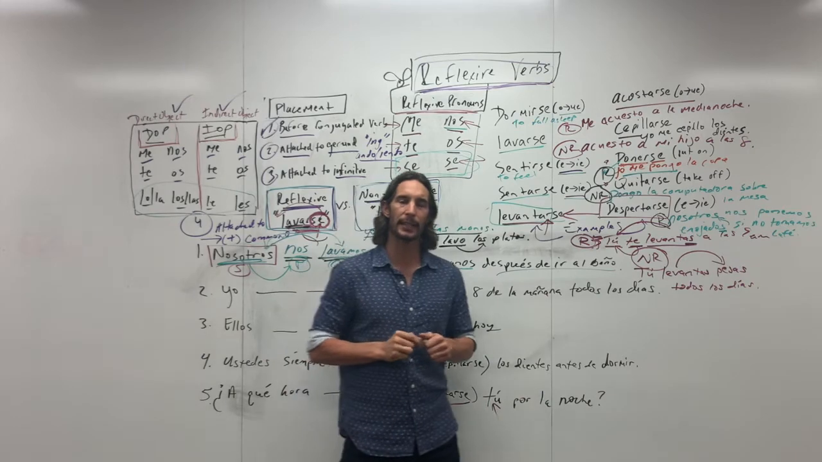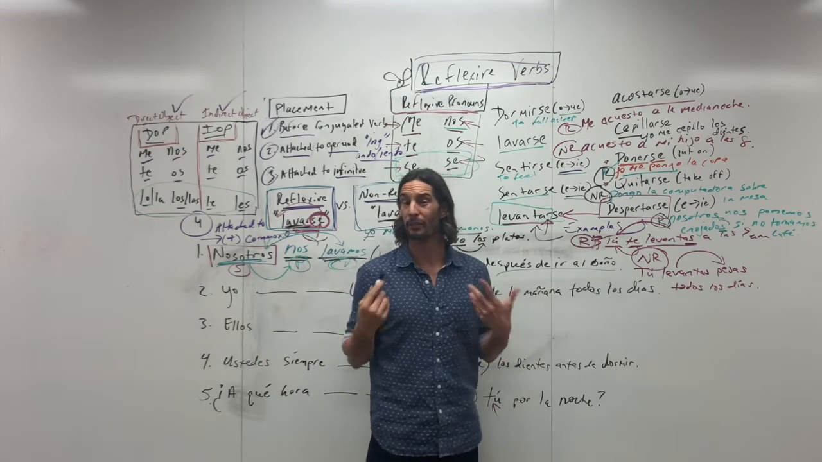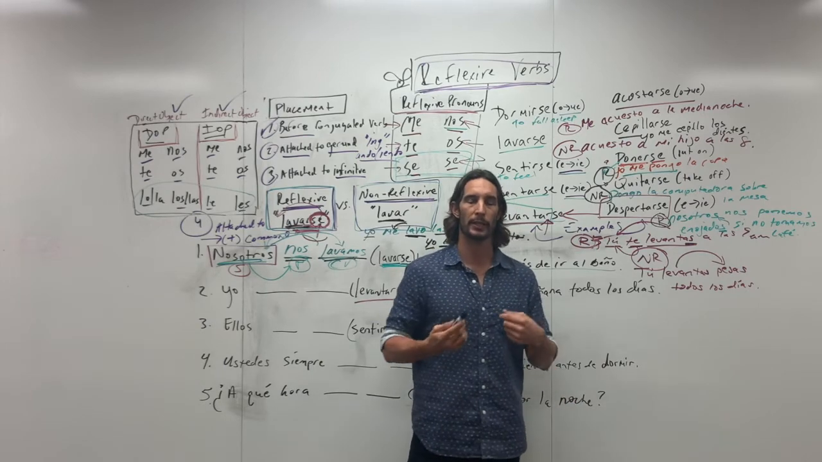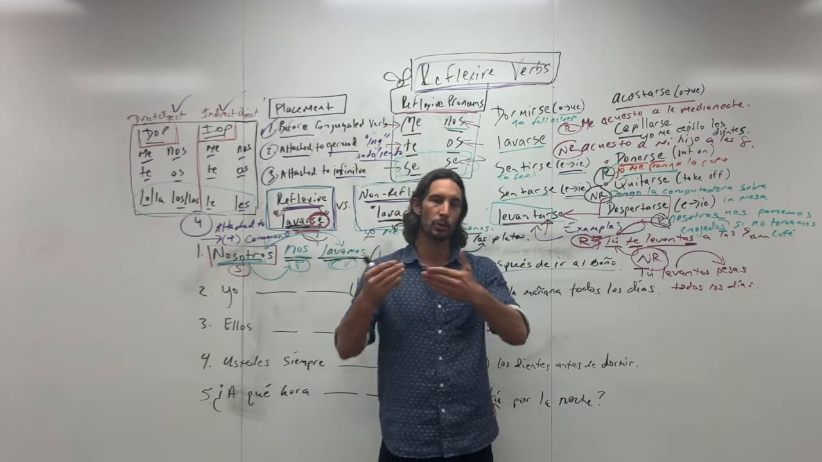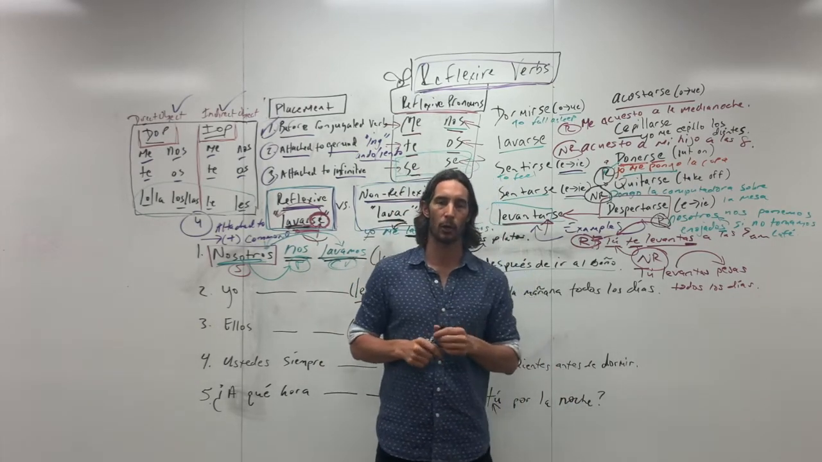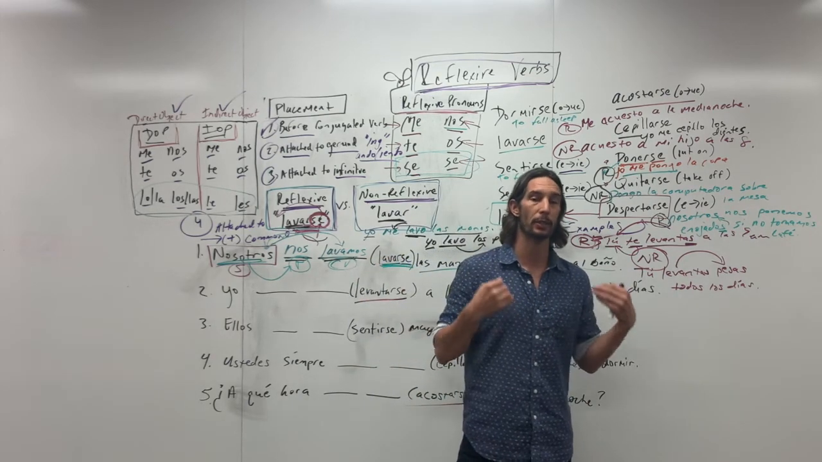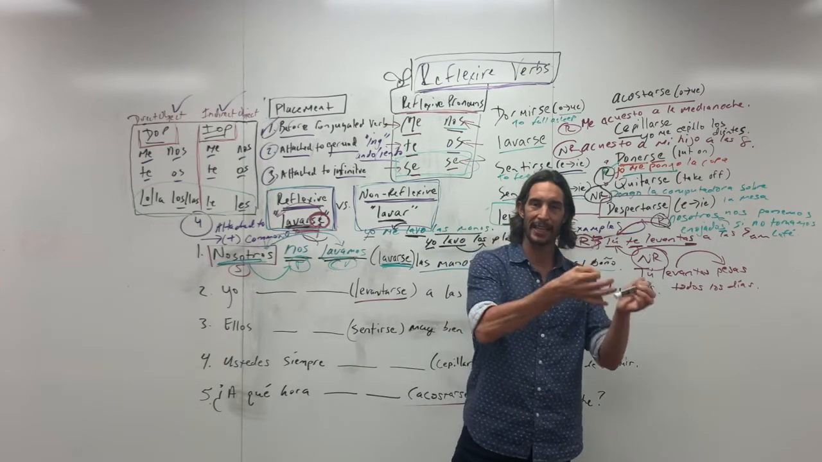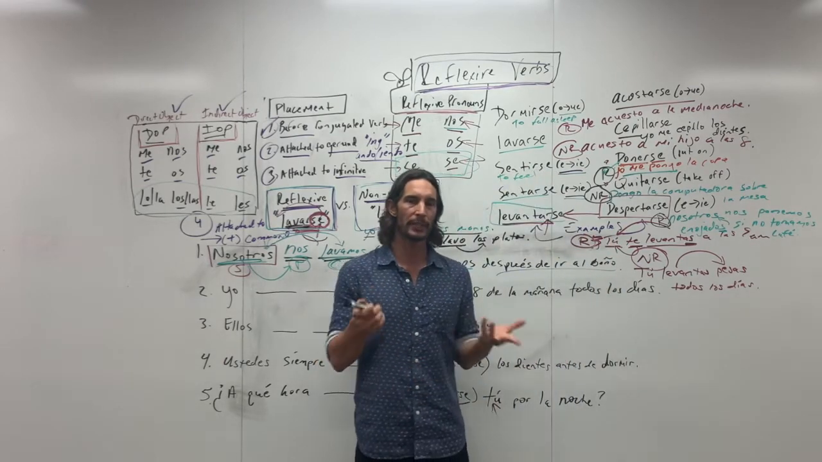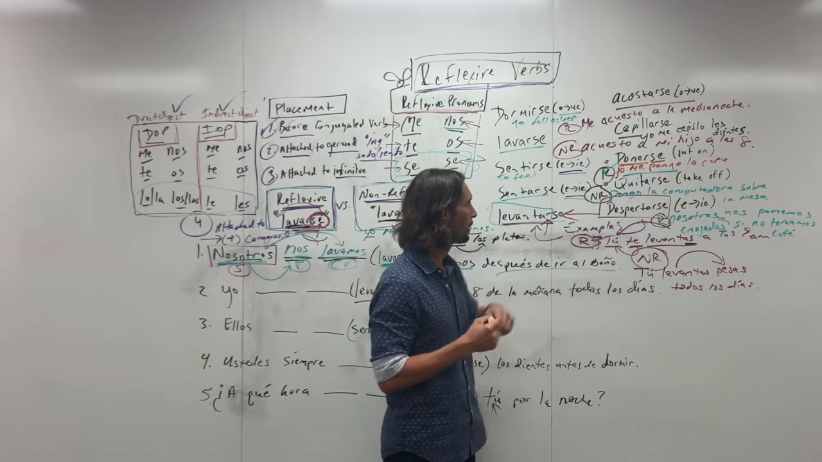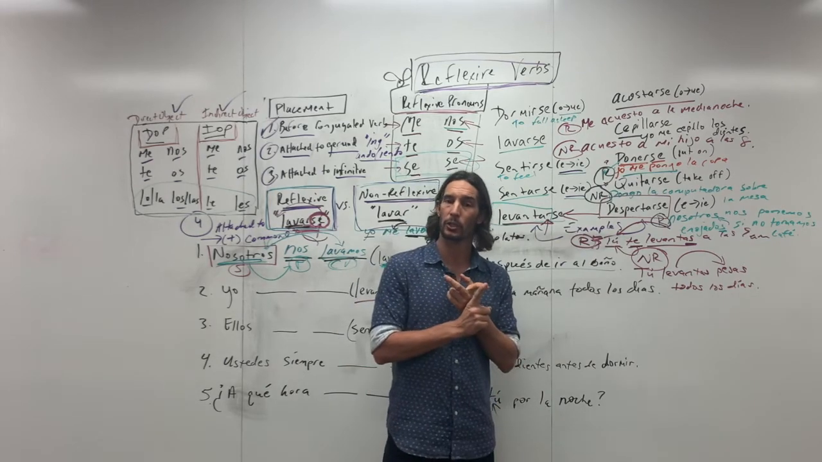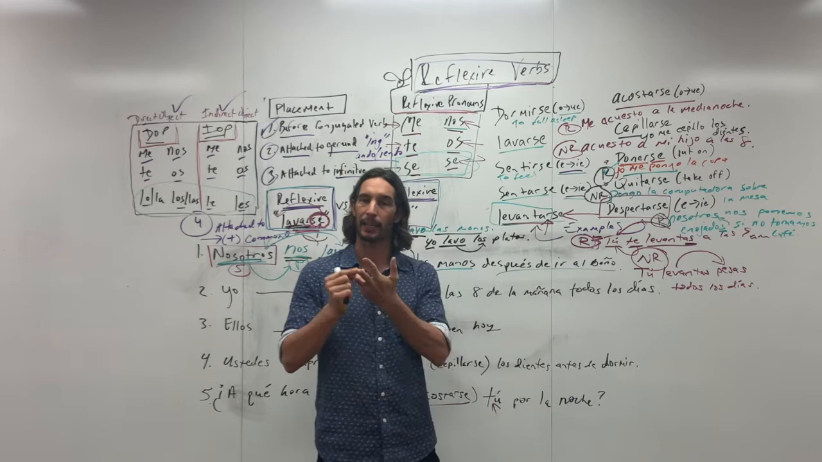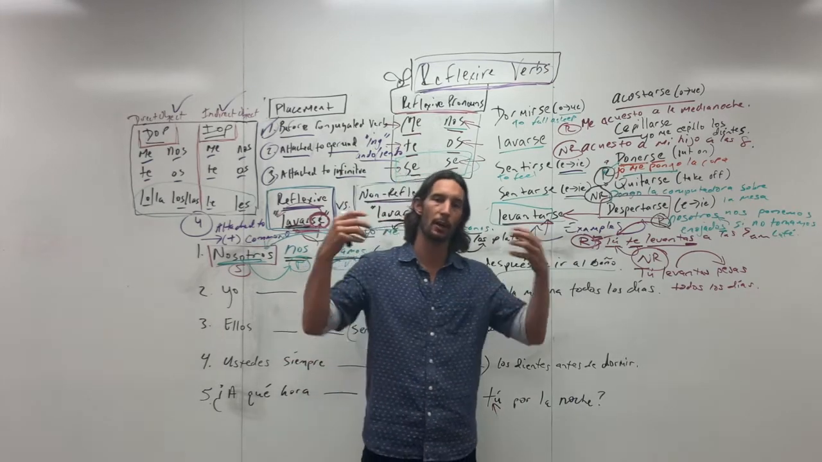Now, quitarse is used in much of the same way. Quitarse means to take off. So you could say, me quito la ropa. Tú te quitas la ropa. Nosotros nos quitamos la ropa. Ustedes se quitan la ropa. So that's how that would be used, right? And so ponerse in regards to clothes is to put on. Quitarse, again, in regards to clothes, is to take off.